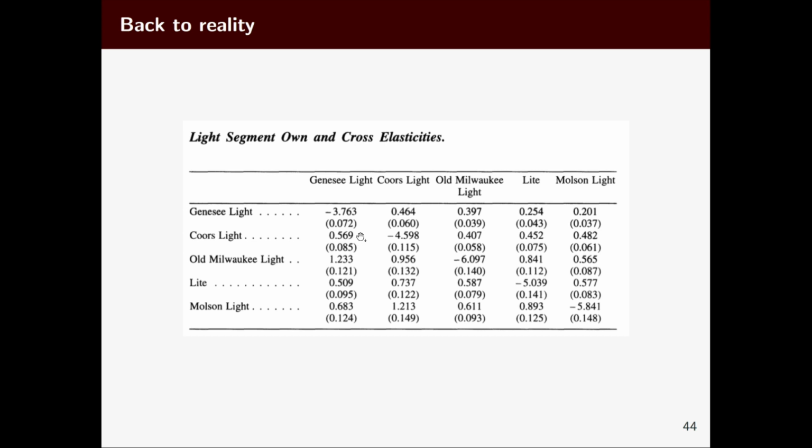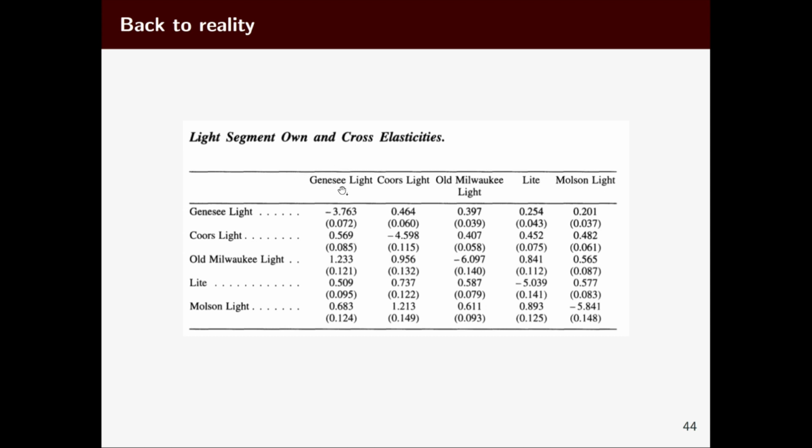That means this cross price elasticity is, again, a positive number, which means that Coors Light and Genesee Light are substitutes. Which means that if the price of Coors Light were to increase, the quantity demanded of Coors Light is going to decrease, and that decreased demand for Coors Light is going to shift over to Genesee Light. So if Coors Light gets more expensive, we expect more people to buy Genesee Light.